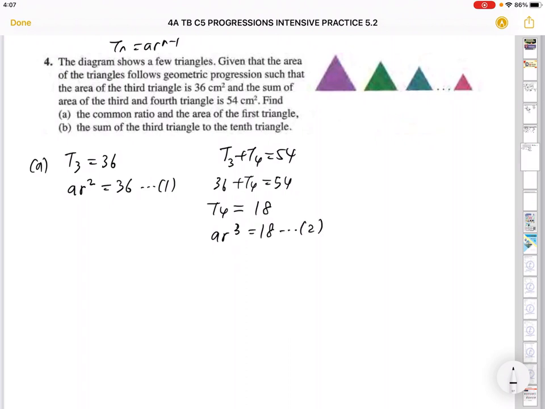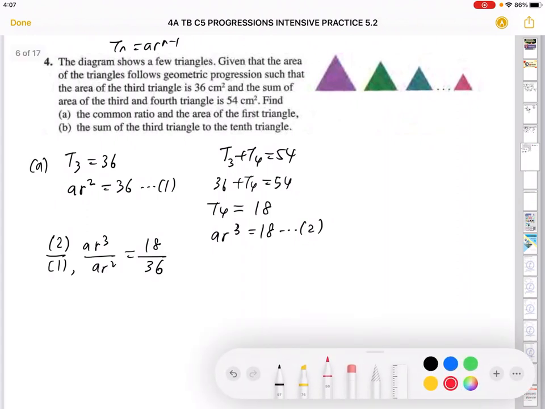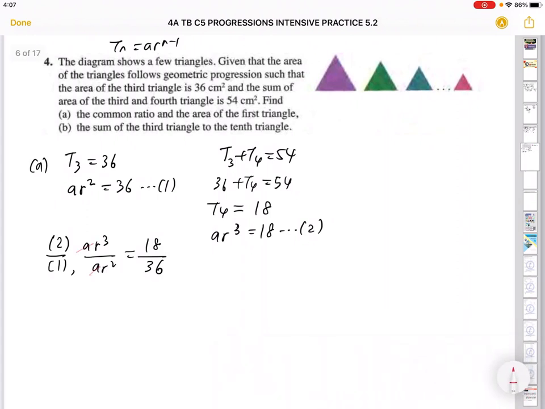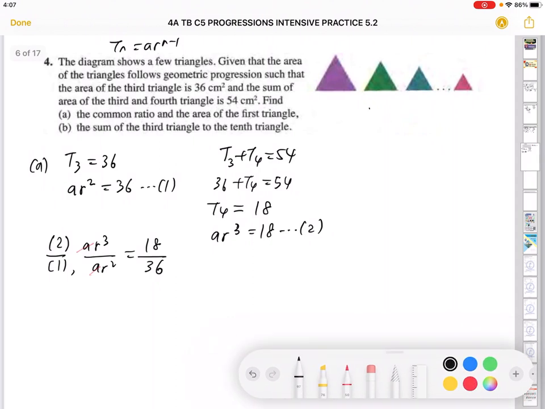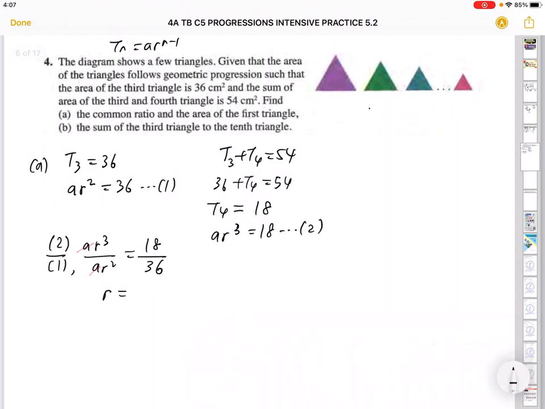I'm going to take equation 2 divided by equation 1, ar cubed divided by ar squared. I'm sure you are familiar with addition and subtraction to solve simultaneous equations, but this is multiplication or division. It's equally easy because when you divide, you can cancel off the a. This is by using elimination rather than substitution. I find this easier because when you divide, you can cancel out and get r straight away. 18 divided by 36 is half, so r is half. By the way, r to the power 3 divided by r to the power 2 is r to the power 1. You know that, right?